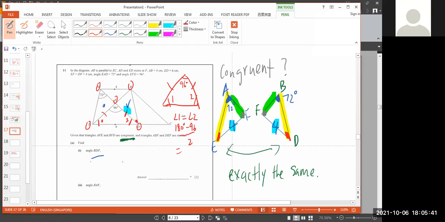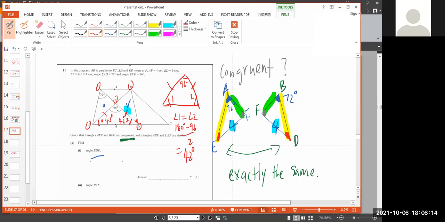180 minus 96 is 84. 84 divided by 2, that is 42. Okay, good. So that means this is 42. This is also 42. So once you have this, then continue.